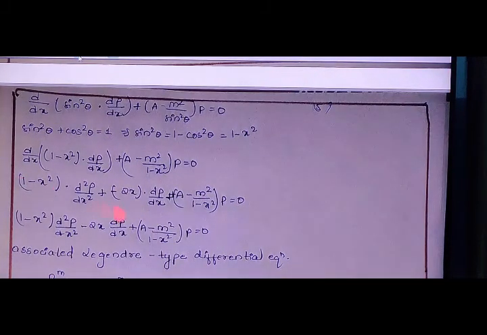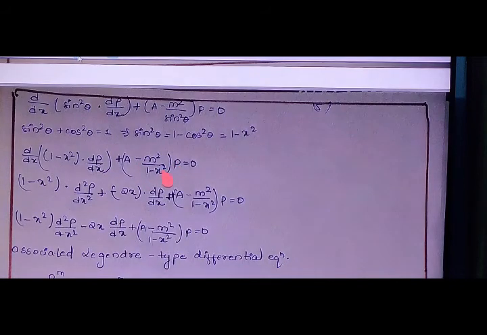The further equation becomes d/dx (sin²θ dP/dx) + (a − m²/sin²θ) P = 0. We know that sin²θ plus cos²θ equals 1. Therefore, sin²θ equals 1 minus cos²θ, which we can write as 1 minus x². Therefore, in place of sin²θ, we put this value 1 − x² in this equation. So, the equation becomes d/dx ((1 − x²) dP/dx) + (a − m²/(1 − x²)) P = 0.